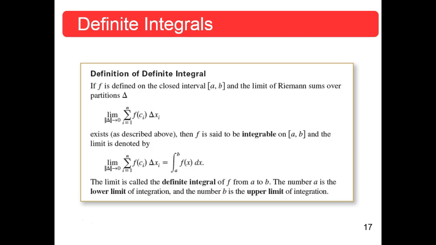Okay. That limit is called the definite integral of f from a to b. Number a is the lower limit of integration, number b is the upper limit. You're integrating from a to b. You're summing all those from a to b. That's what you're doing here. Okay?